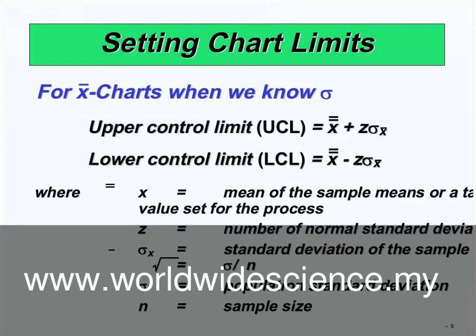For X bar charts, we know sigma here. For example, the sigma can be given by the engineer to the operation manager. X bar is the mean of the sample means or a value set for the process. Z is the number of normal standard deviations. Sigma X bar can be calculated as sigma divided by the square root of n, which is defined as the standard deviation of the sampling. Sigma is the population standard deviation, and n is the sample size.